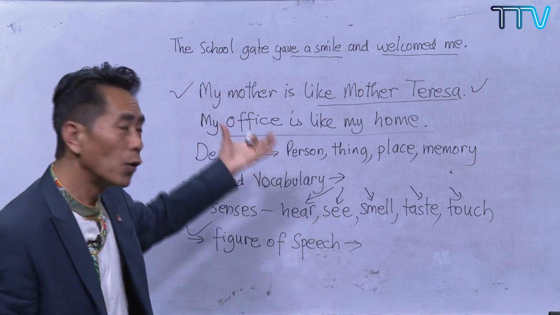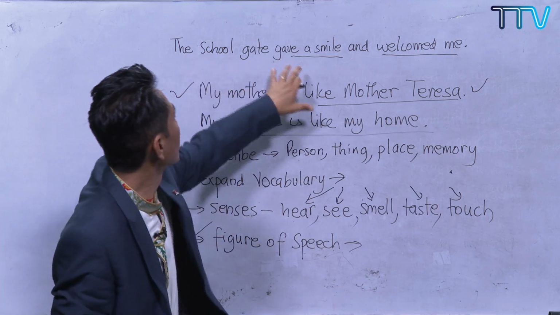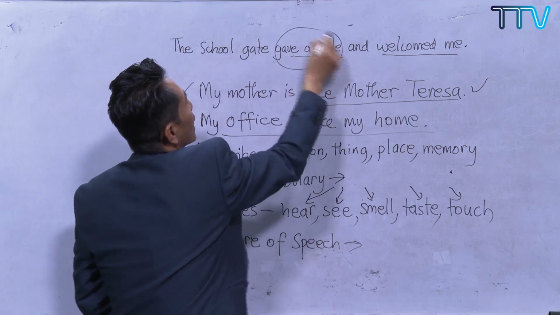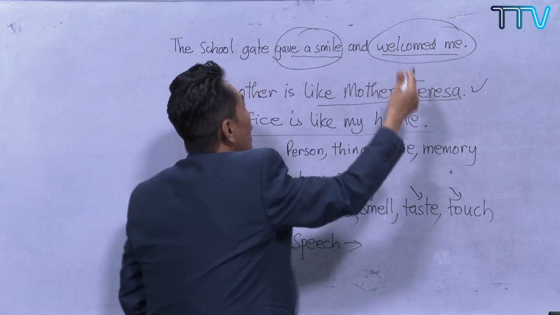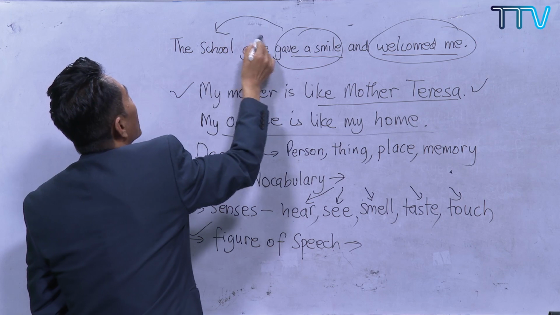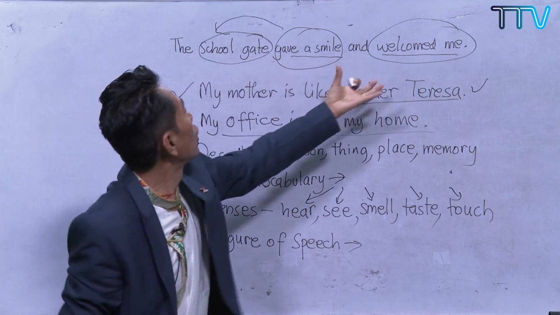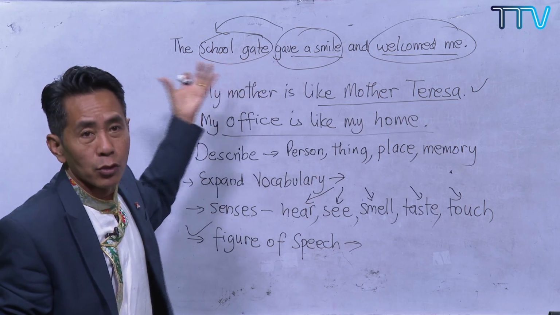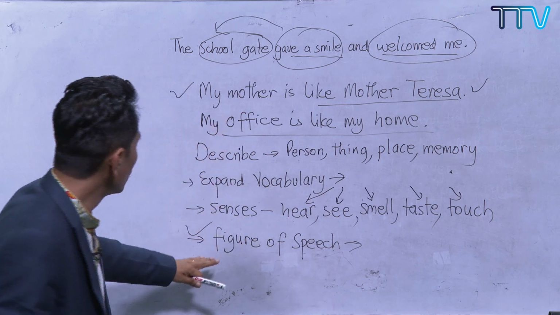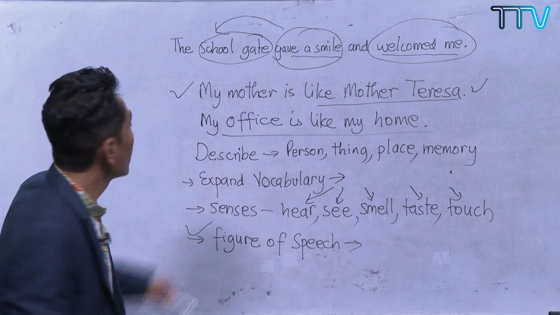You already know, and you will also learn this figure of speech later on. My school gate gave me a smile. So I am giving human qualities, welcome and smile, to an inanimate object. This is inanimate. This is not a human being. So this is a figure of speech. When you write, it's important for you to keep the figure of speech in mind. You expand your vocabulary, all these things.